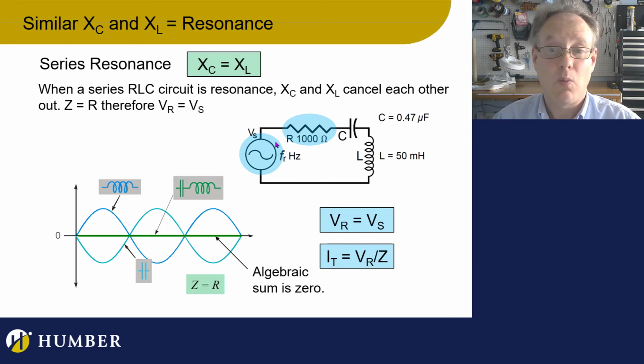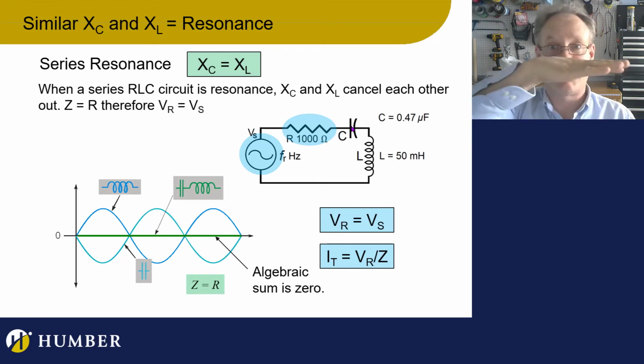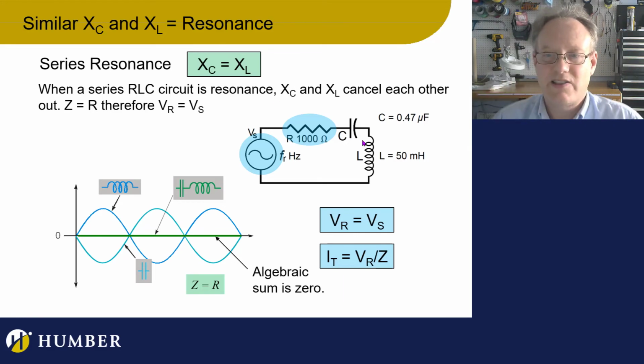And therefore, whatever the voltage is of the source, the voltage across the resistor is going to be the same. So VR is going to be equal to VS at resonance, because these guys cancel out. The total reactance is zero because they cancel each other out, so we don't have to add any phasor diagrams at all. It's just resistance and that's it. It's just like a circuit with just one resistor and one AC source. These guys don't have any effect on the circuit at all.